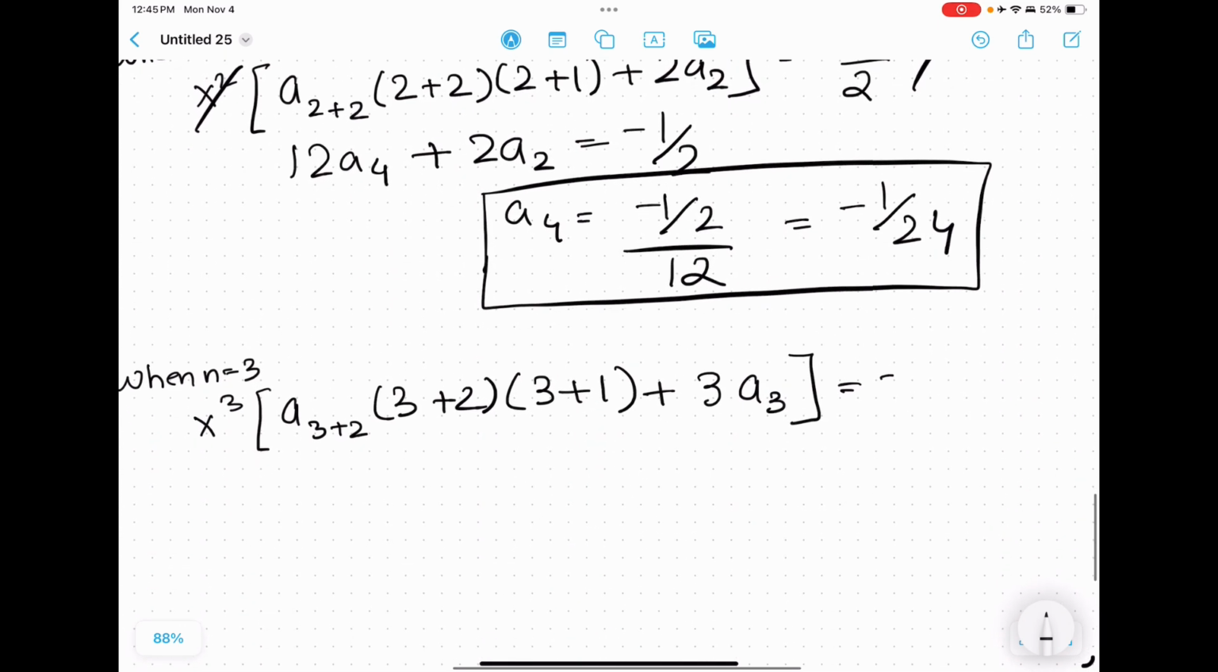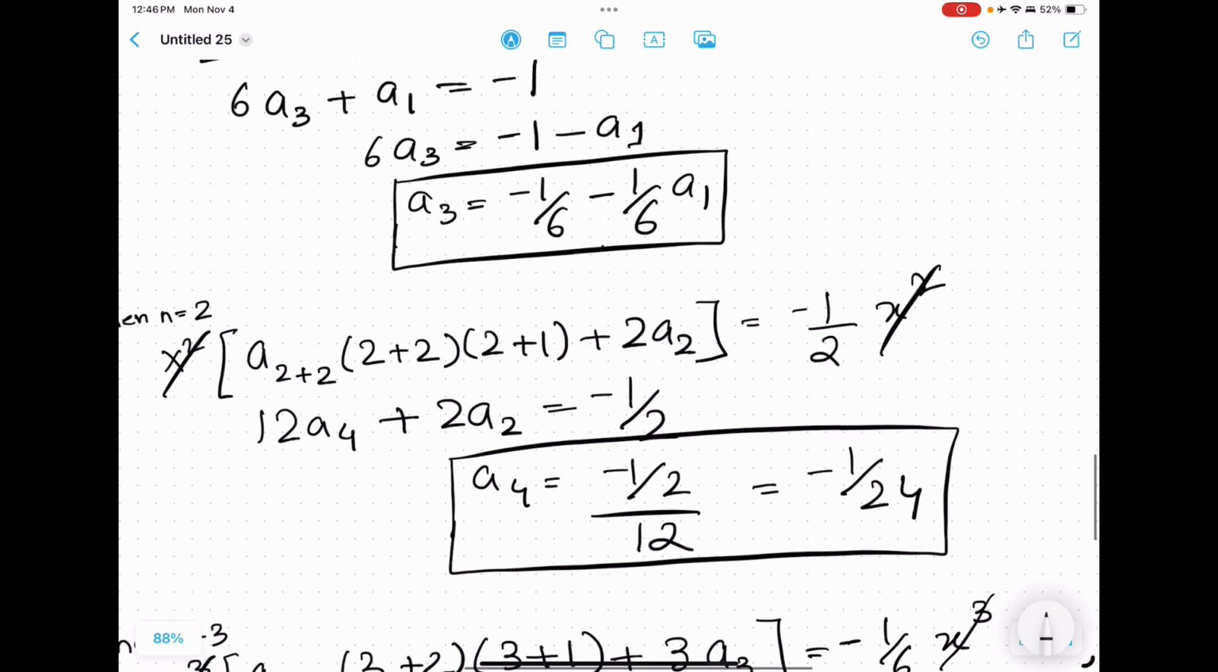So I have negative 1 by 6 x cubed, and the x cubed cancels out. I have 3 plus 2, which is 5, and 3 plus 1, which is 4. So 5 times 4 is 20. And then I have a sub 5, and then I have 3 a sub 3.